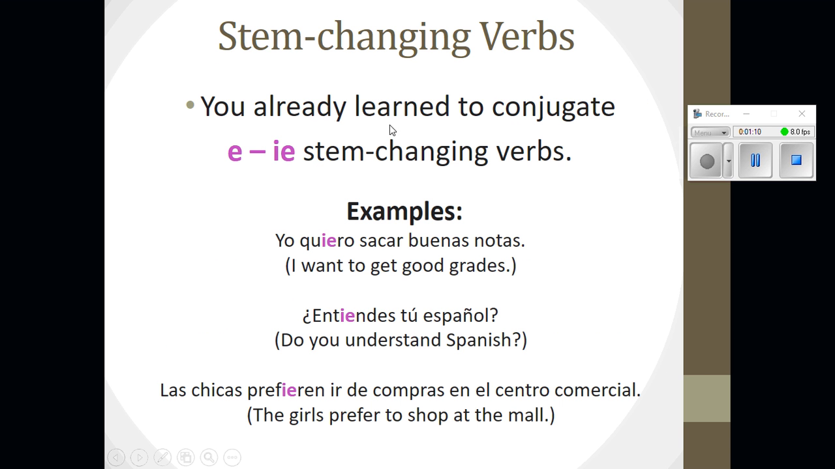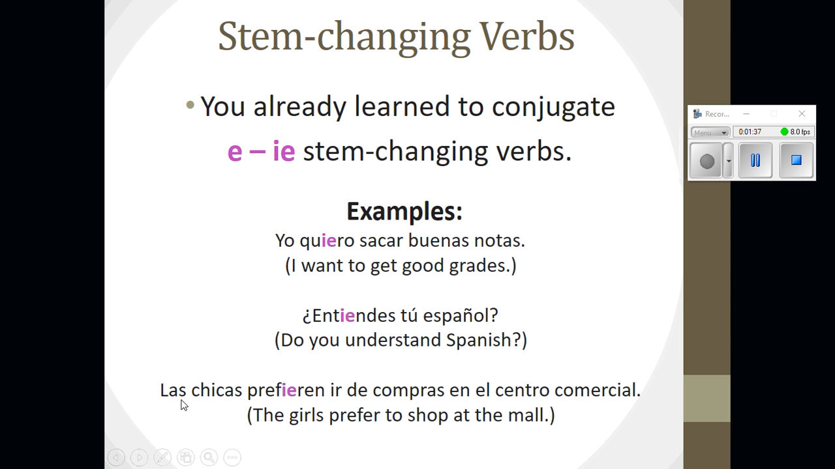All right, so you have already learned to conjugate E to IE stem changing verbs. Here are some examples. I want to get good grades. Yo quiero sacar buenas notas. So here, when we've conjugated this verb, we've changed what would have been the E to IE because it is the yo form of the verb. Okay? Do you understand Spanish? ¿Entiendes tú español? Again, this verb here would have had an E that we changed to IE when we conjugated.